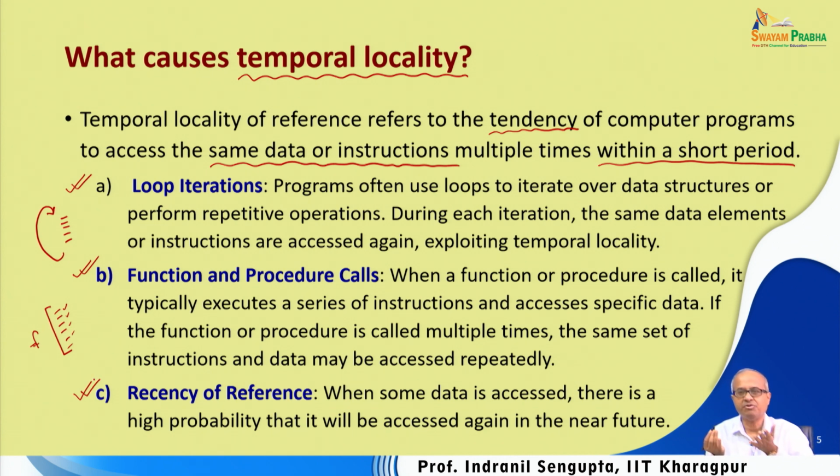This depends on the way we organize the data, in the form of a linked list or in the form of an array and so on. It says when some data is accessed, it is likely that it will be accessed again in the near future. You think of operations like matrix multiplication. The same rows and same columns of the matrix will be accessed over and over again in a loop. So, all these things contribute to the property of the program that shows up as temporal locality.